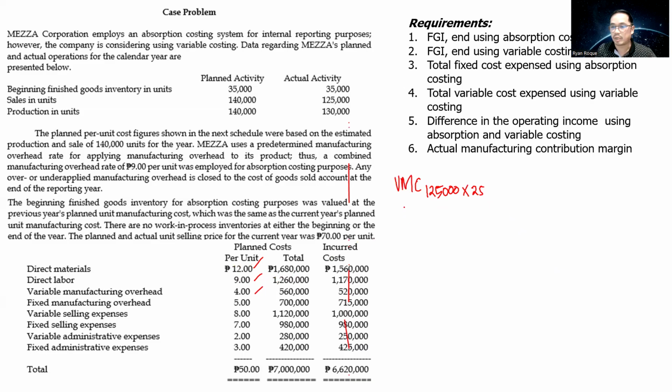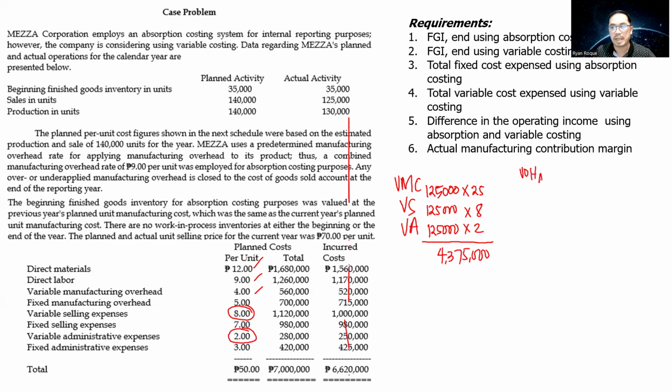And then we are going to include the variable selling and then the variable administrative expenses. And these two are still based on the number of units sold. So 125,000 times the variable selling of 8 pesos per unit. And for the variable admin, we have here 2 pesos per unit, meaning we multiply 125,000 by 2. And when we get the total, the total amount of your variable cost would be 4,375,000. Again, we always have to check the VOH applied versus the actual.